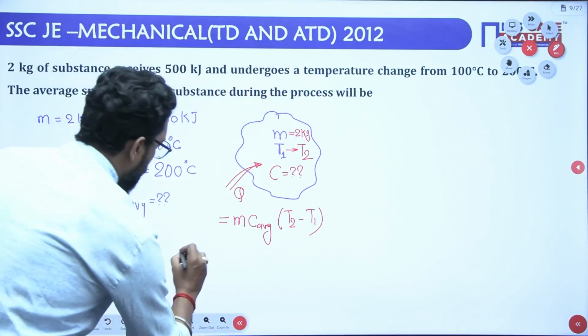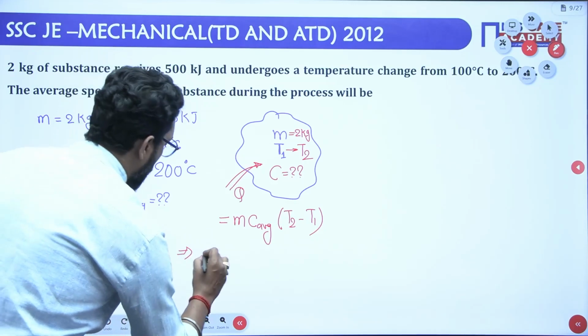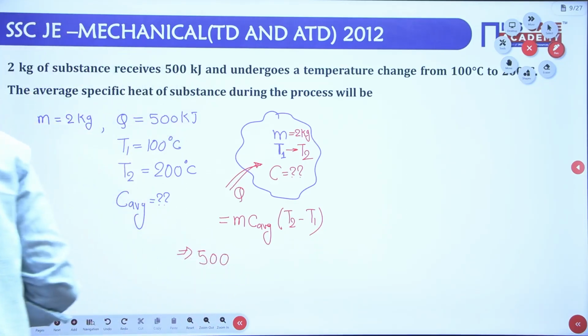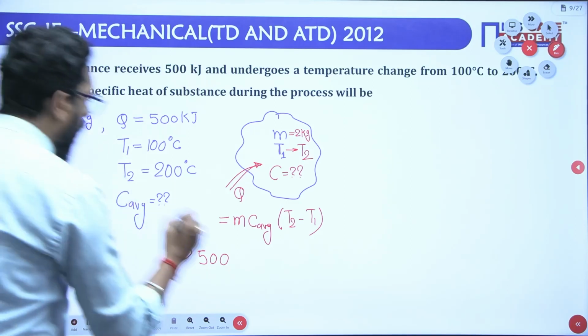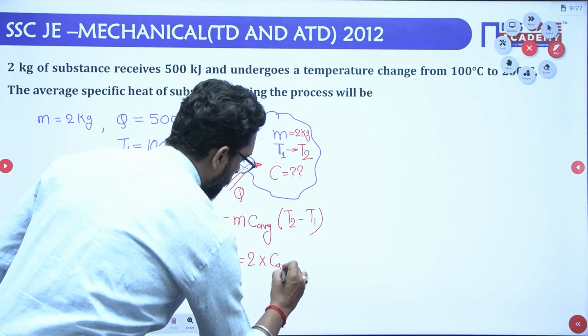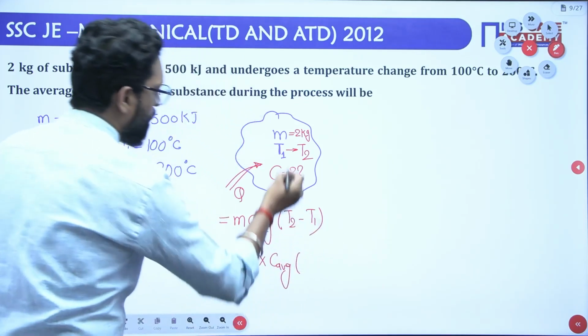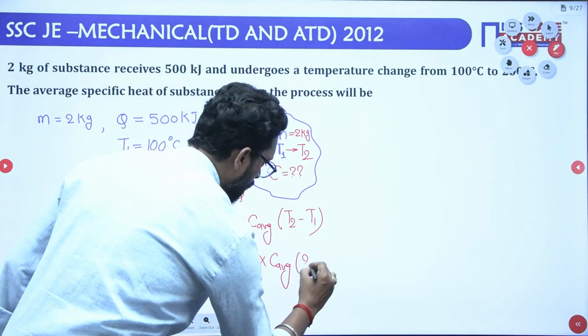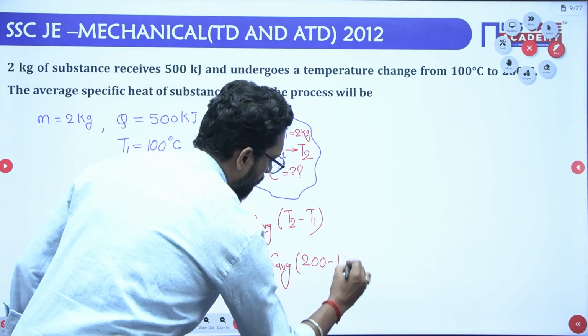How much heat are you adding? You are adding heat 500. Mass is 2. Average specific heat over the entire range of temperature, and T1, T2, 200 minus 100.